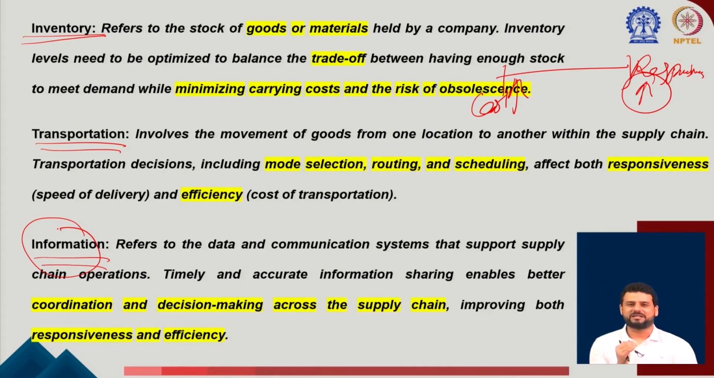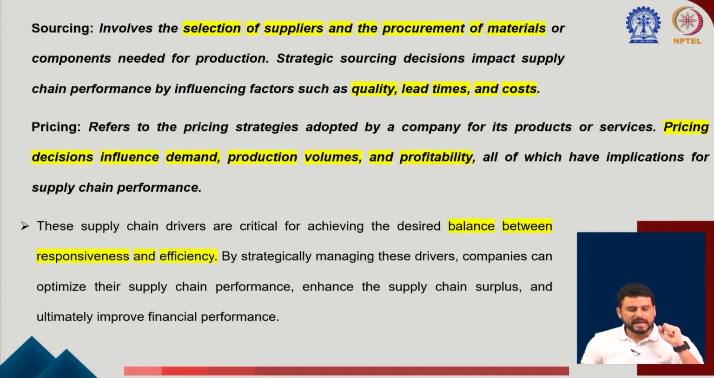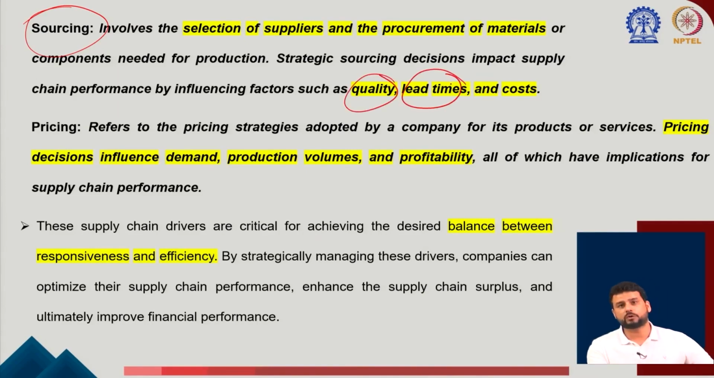This information throughout means integrating all the stakeholders and all the activities throughout the network, right? So coordination and decision making will be done based on this particular driver, that is information. And then the fifth driver is sourcing: the selection of suppliers, how much you will outsource, whatever you are going to manufacture, the raw material, what quality you want to buy, how much lead time you are going to give to your vendors, and what is the cost.